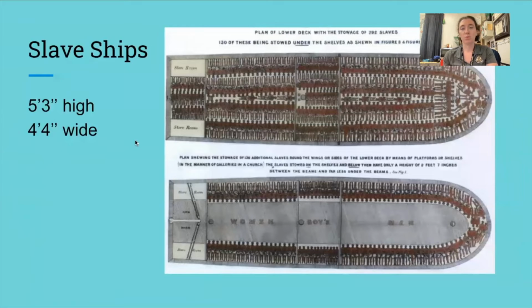Slave ships were not very big. We have about an area of 5 feet 3 inches high and 4 feet 4 inches wide. Okay, so if you're super tall, you're not going to have a lot of room. They're going to be pretty cramped in there, and they're stacking them one on top of the other because they don't care about how these people feel and their conditions on the ship. They just want to pack as many people as possible because once again, they're seeing them as property, as something to be sold. So they don't want to make as many trips. So they're stacking them one on top of the other.